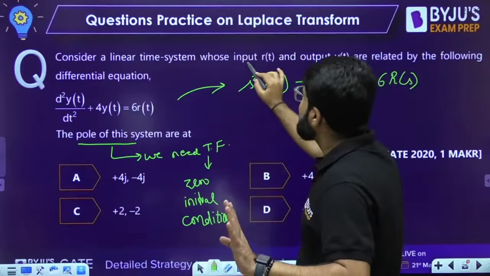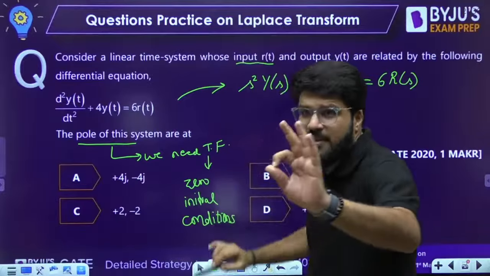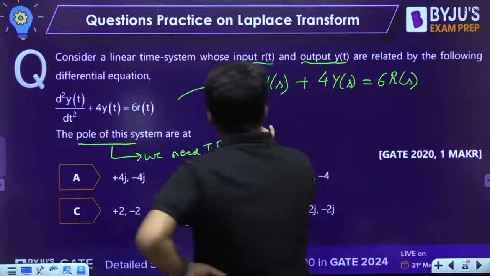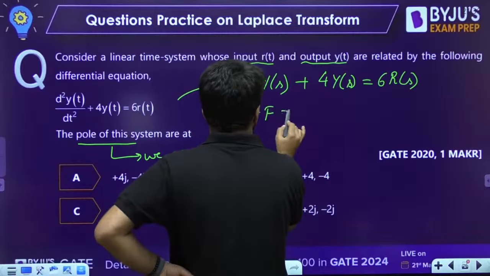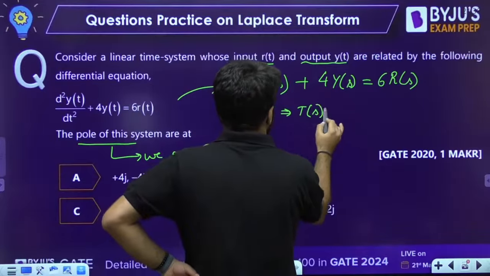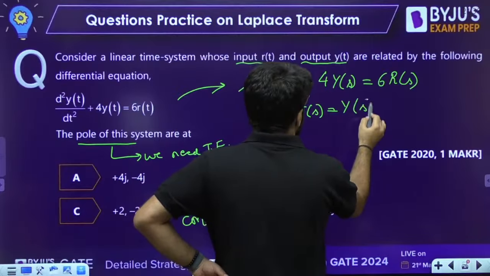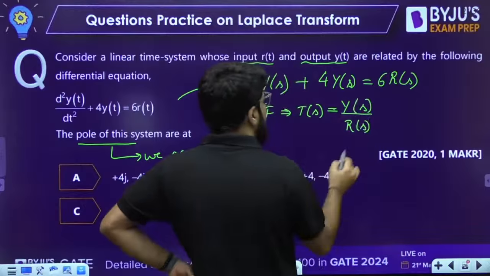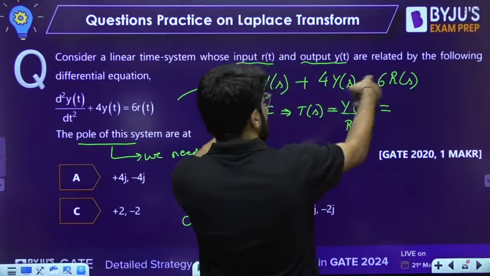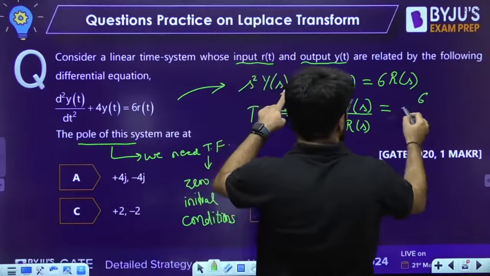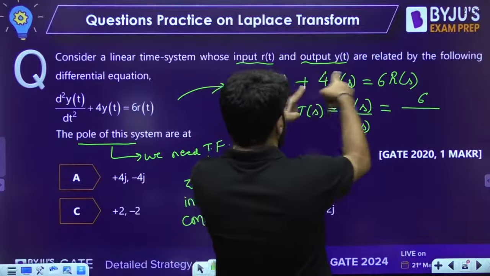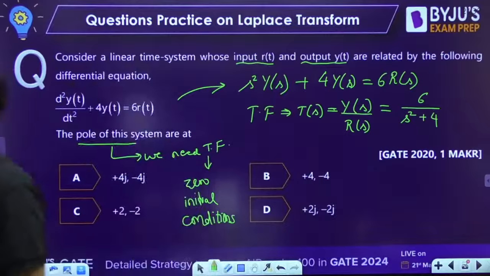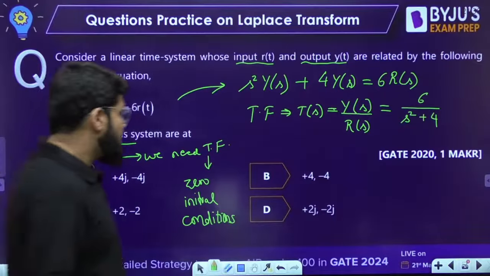Now r(t) is not the ramp here; r(t) is just the name given to the input, it is not the unit ramp. And y(t) is the output. The transfer function, let's say T(s), is the ratio of the output Laplace transform to the input Laplace transform, Y(s) upon R(s). So take Y(s) common and divide by R(s) on the left side. On the right side there is 6 and s square plus 4 from the left side. Now tell me, what are the poles?